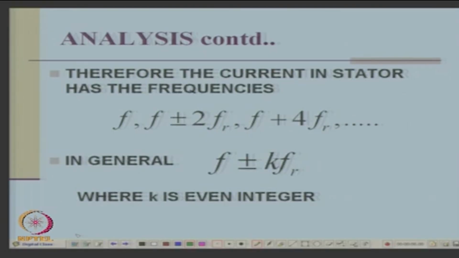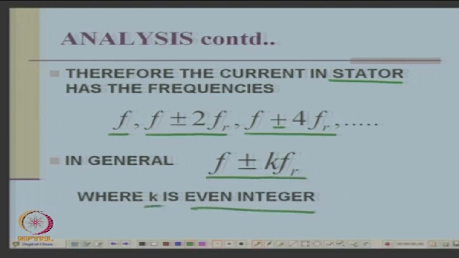Therefore, what you observe in the stator is first the f you have applied, then you will have f plus or minus 2 fr, then f plus or minus 4 fr, and so on. You continue, and that means you have f plus or minus k fr, where k is an even integer. This is what you will have. These f plus or minus 2 fr, f plus or minus 4 fr are the new currents which will be induced, because for the inducing fields the stator winding is like short circuited, except for the fundamental, where there is applied voltage.